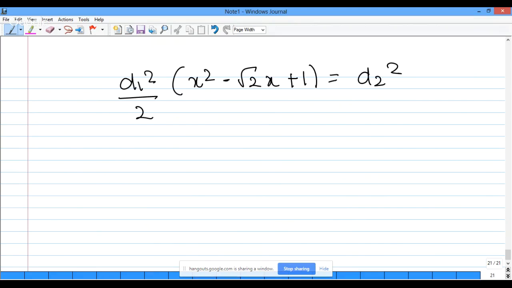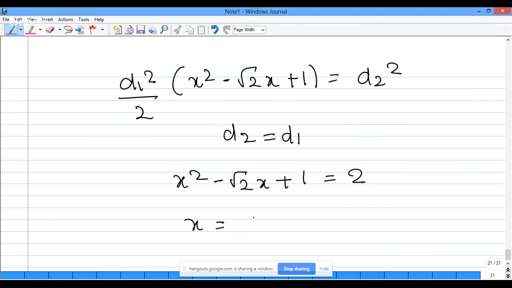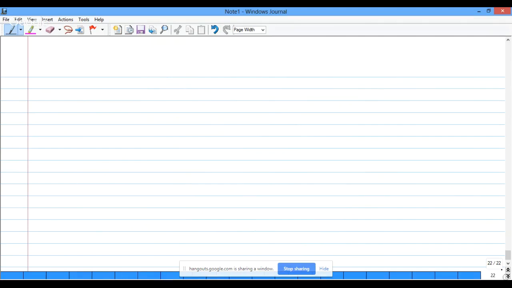Now I use the fact that for optimum power efficiency d2 should be the same as d1, and thus I get x squared minus root 2 x plus 1 should be 2. So from this I get x should be (1 plus root 3) by root 2, which is approximately 1.93. And once I have got this value of x, finding out power efficiency is easy.